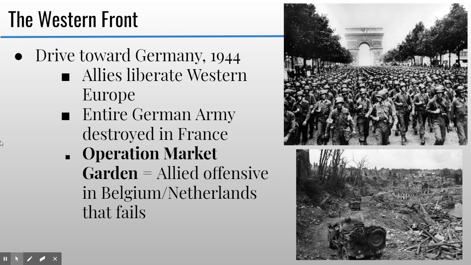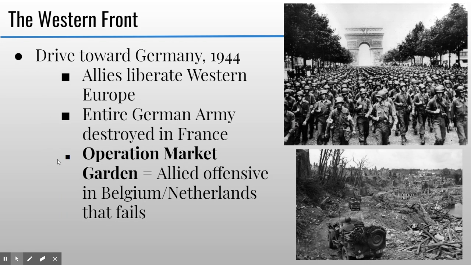Throughout 1944, then, the Allies continue to push towards Germany. So they liberate most of Western Europe, moving across places like France, Belgium, the Netherlands. An entire German army is surrounded and destroyed in France.